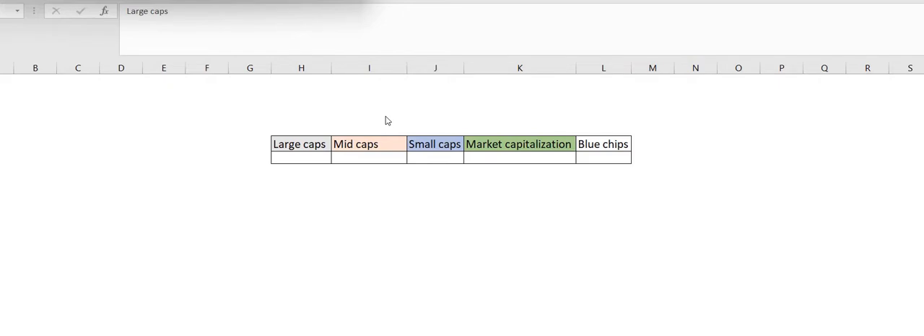In today's video, we are going to cover the basic classification of stocks based on market capitalization. Before we get into the video, first let us start by discussing what market capitalization is. Market capitalization is an important term in the stock market, and it is nothing but a value given to each and every company.